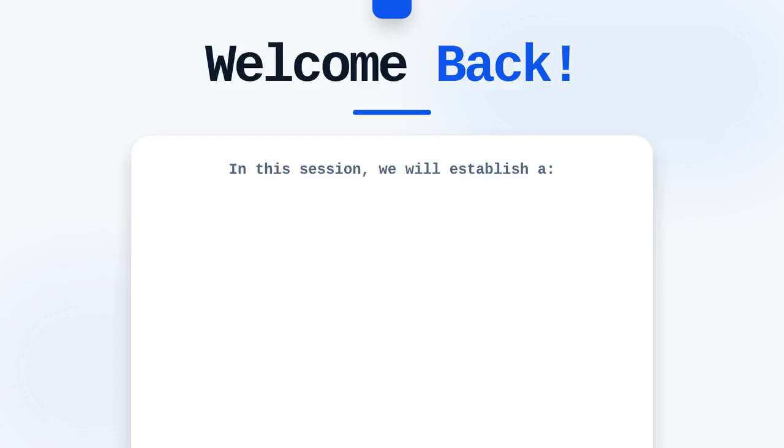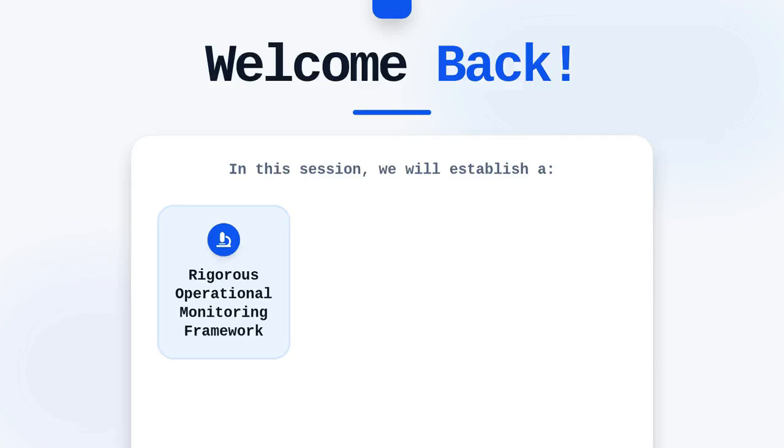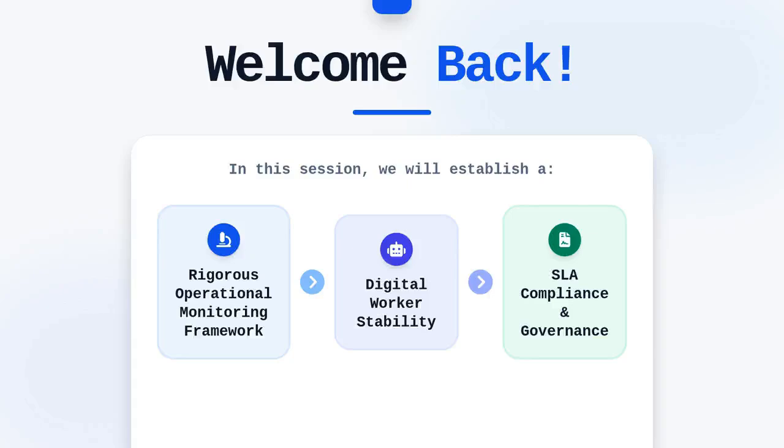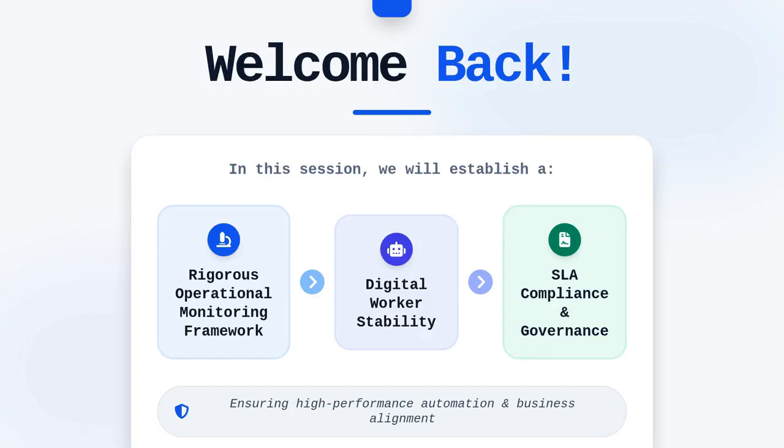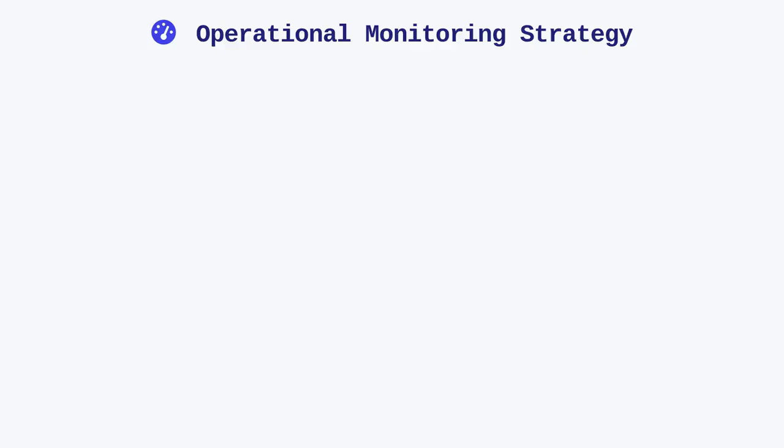Welcome back. In this session, we will establish a rigorous operational monitoring framework to ensure your automated digital workers remain stable and compliant with business service level agreements. Operational monitoring is not merely about checking if a process finished. It is about maintaining a holistic view of the health, reliability, and efficiency of your automated ecosystem.